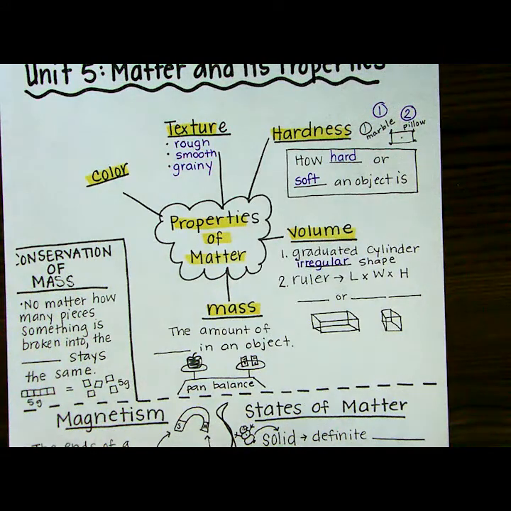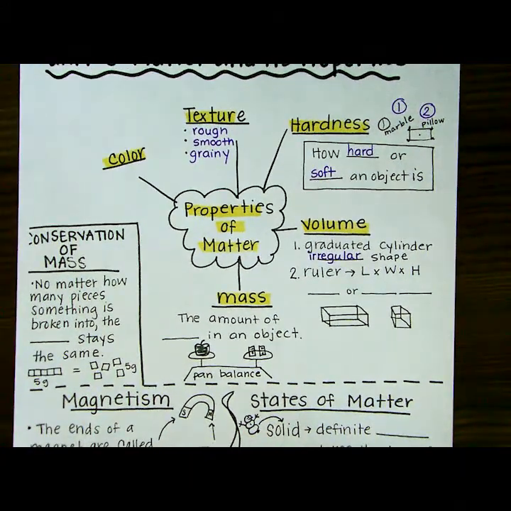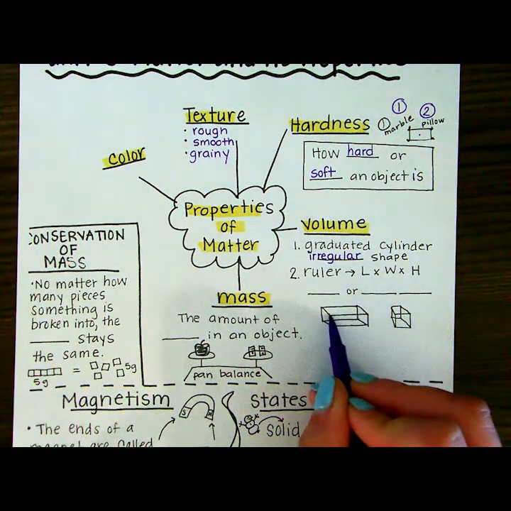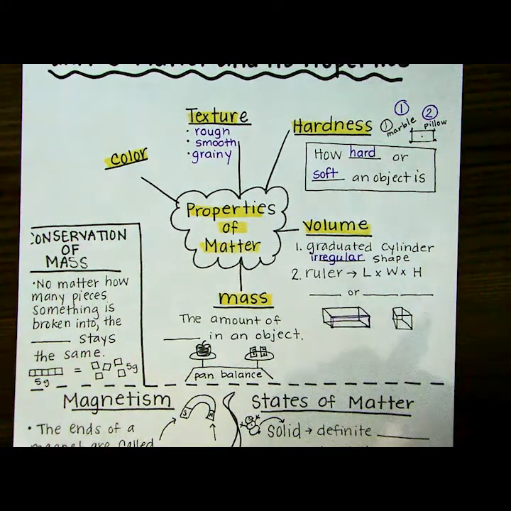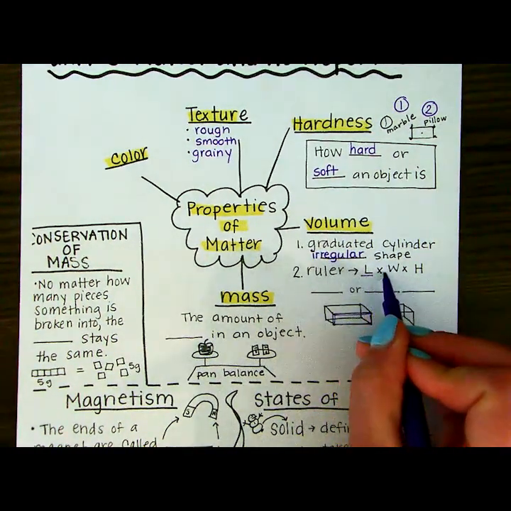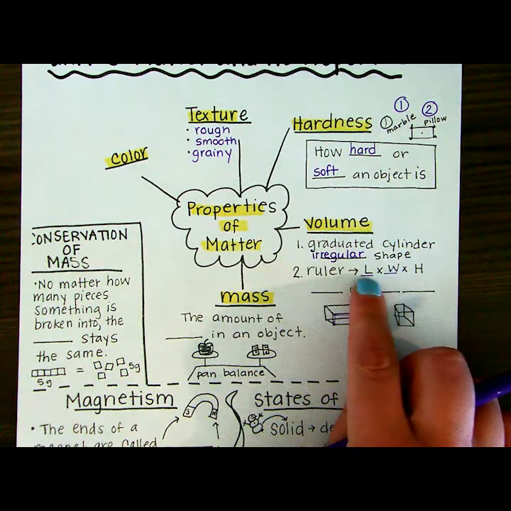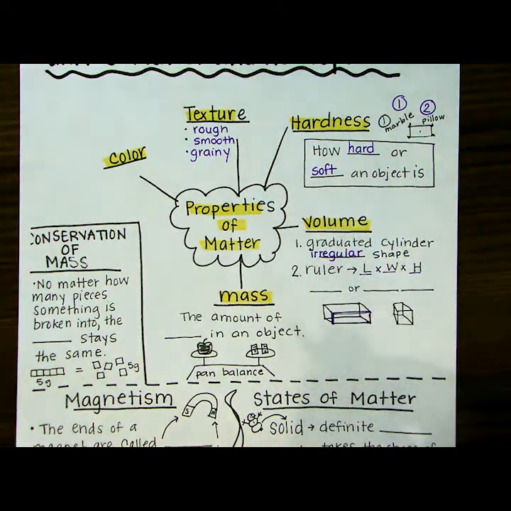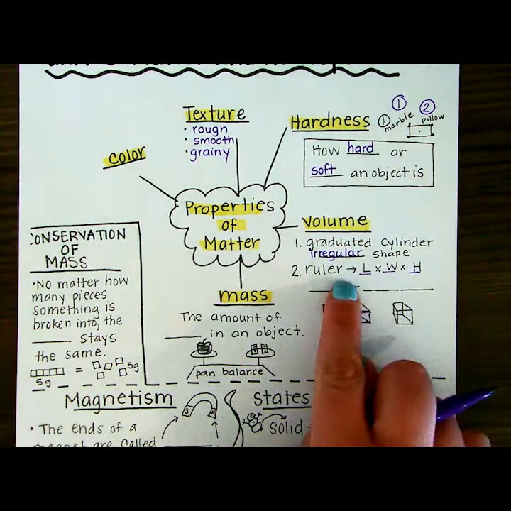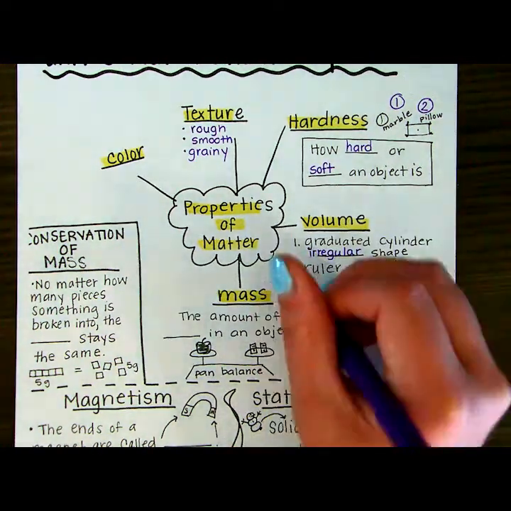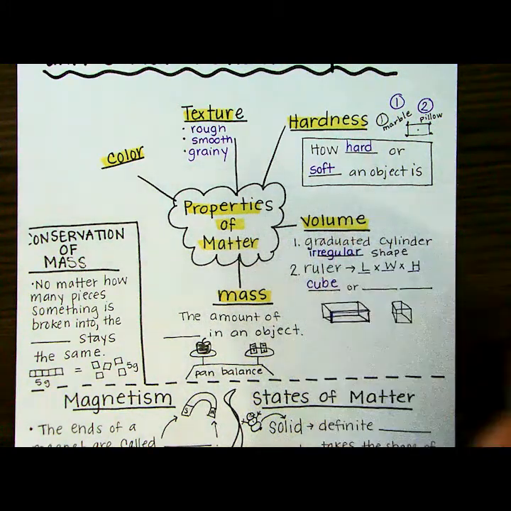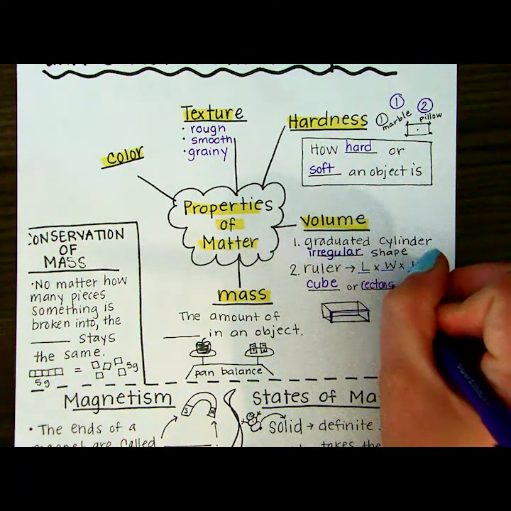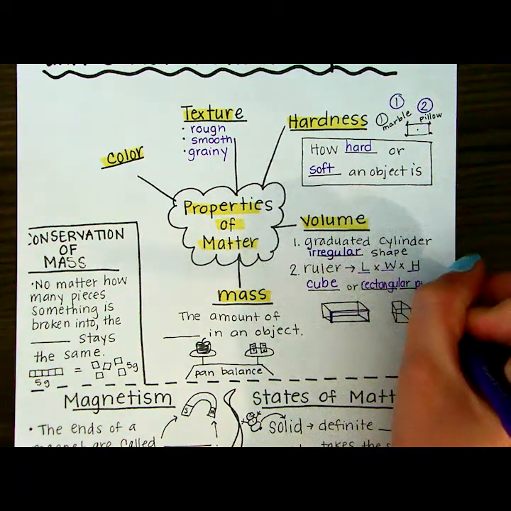Now, there's a rule that scientists can use to find the volume of these objects right here. They have straight edges and all straight sides, and they can multiply the length times the width, which sounds like our area formula that we use in math, multiplied by the height, how tall this object is. Scientists use that when they're trying to find the volume of a cube or a rectangular prism.